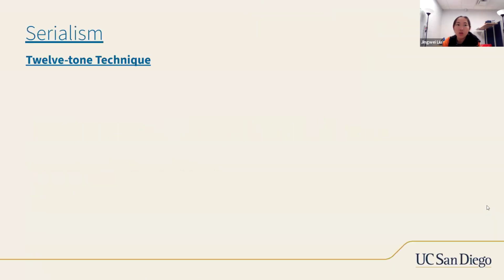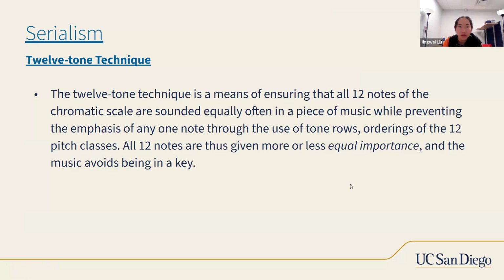The first genre of post-tonal music we are going to introduce is serialism, also known as 12-tone technique. The 12-tone technique is a means of ensuring that all 12 notes of the chromatic scale are sounded equally often in a piece of music, while preventing the emphasis of any one note through the use of tone rolls, orderings of the 12 pitch classes. All 12 notes are thus given more or less equal importance, and the music avoids being in a key.